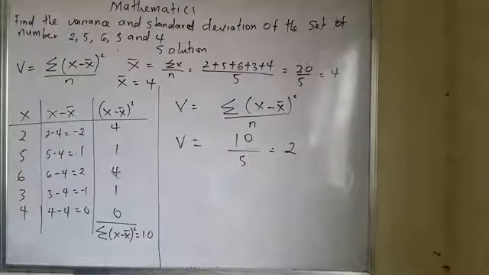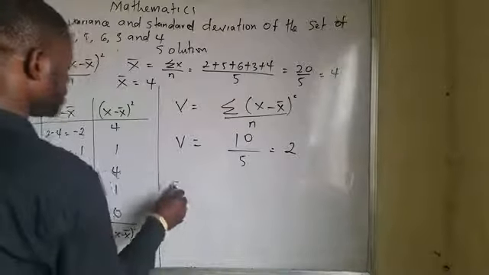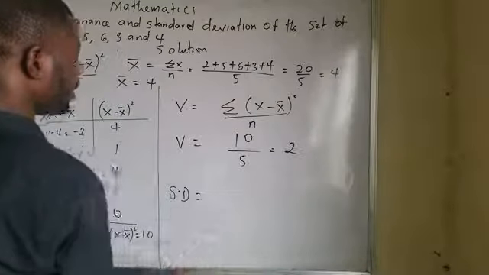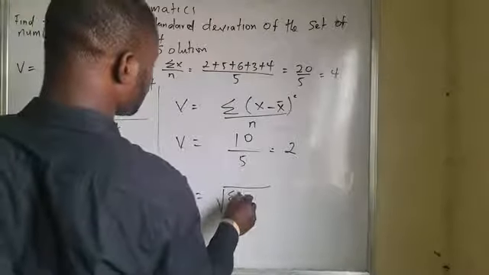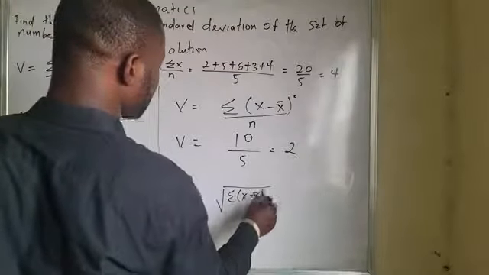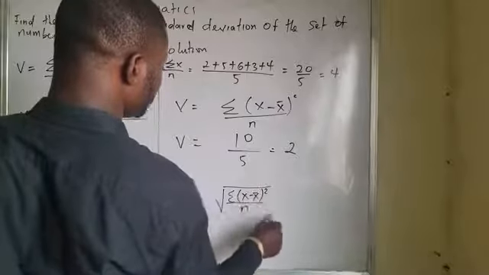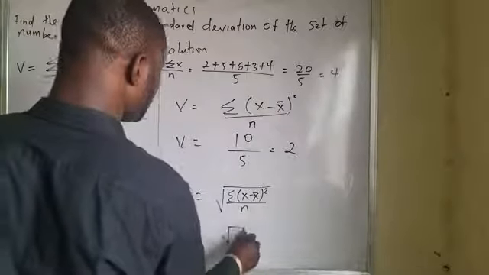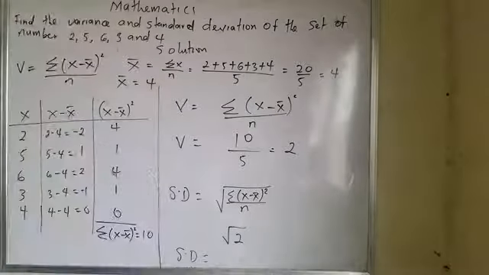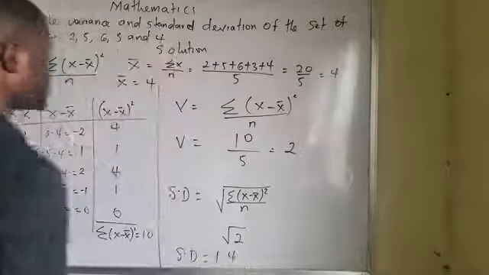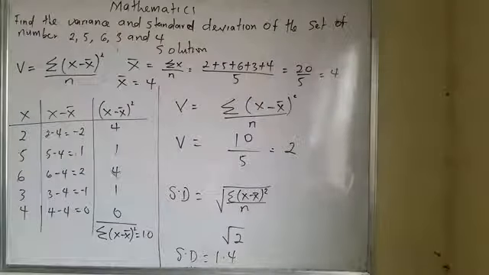That is my variance. Now my standard deviation will be equal to the root of the summation of (x minus x bar) squared divided by n. It means I'm talking about the root of 2, so my standard deviation is root of 2, which equals 1.4. That is my standard deviation. Can you see how simple it is?